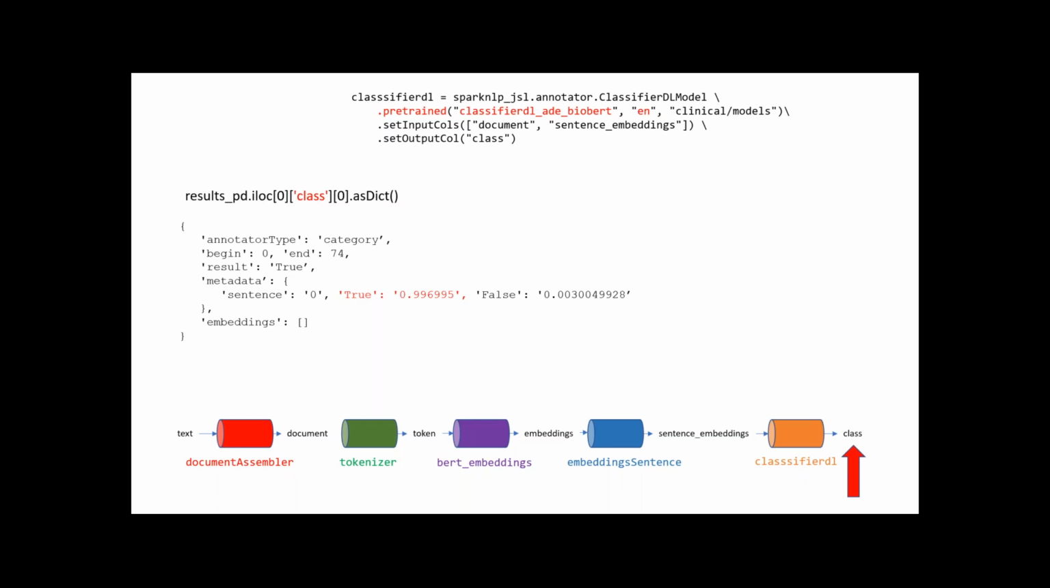And this is what happens when we feed the first sentence that is related with an ADR. This component will return this metadata with the probability of the sentence belonging to the ADR class, or being related with the ADR, and the probability is very high, 99.69%. So it will classify this as true, meaning true that it is related with an ADR.